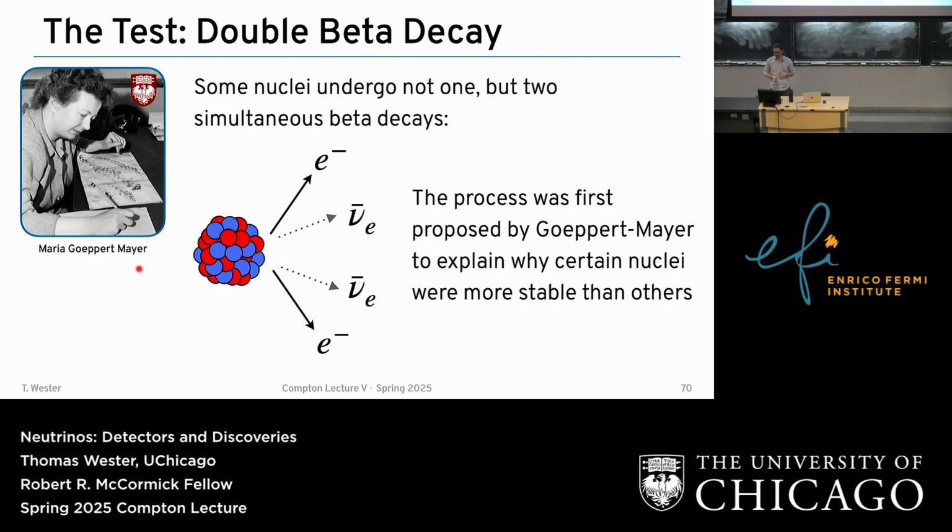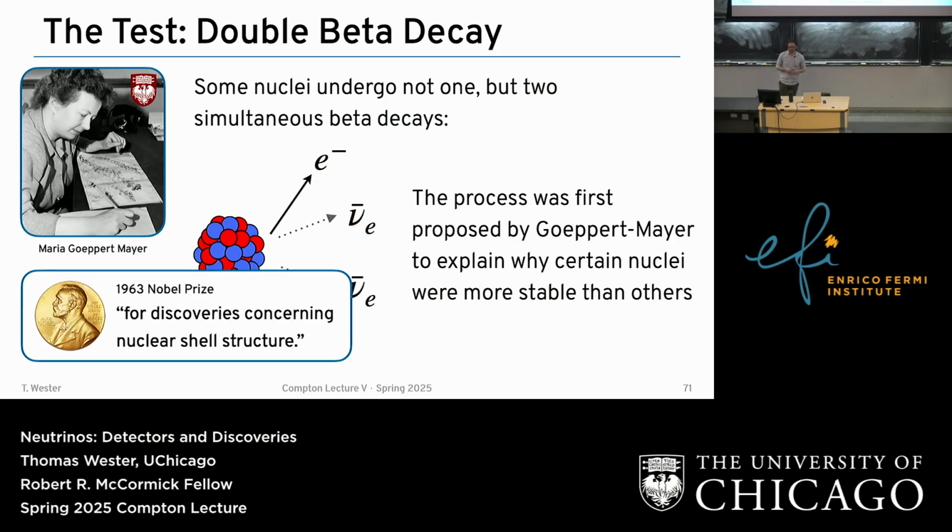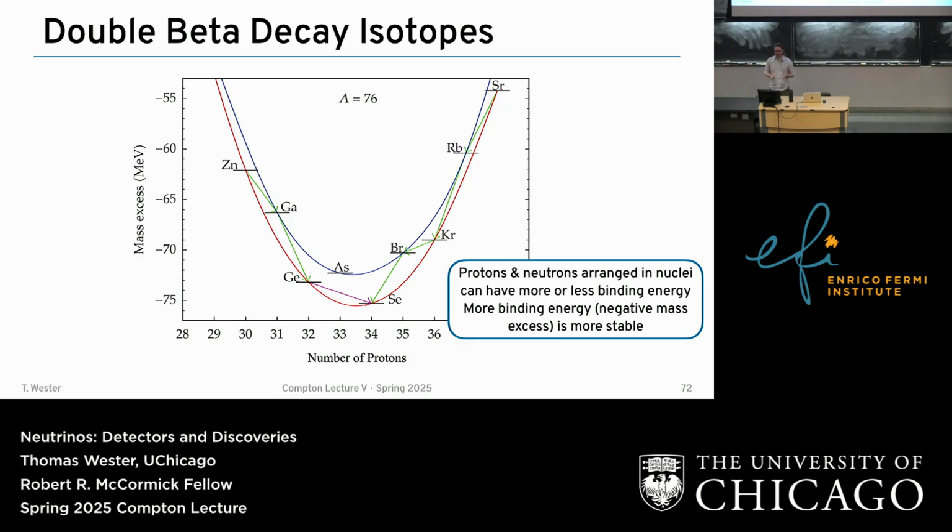You have some huge nucleus here, and then it emits simultaneously 2 electrons and 2 anti-electron neutrinos. And of course, Maria Geppert-Mayer was awarded the Nobel Prize in 1963 for discoveries concerning the nuclear shell structure. So that came after the proposal for double beta decay. So a little bit about why this happens.